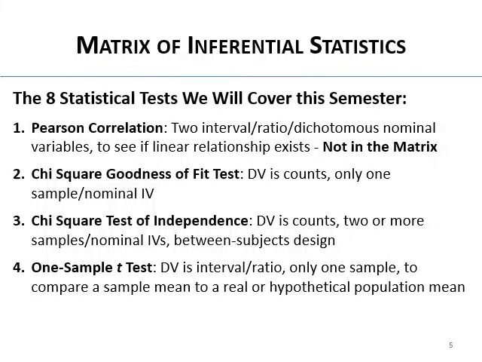Then we have the one we're doing this week, the one sample t-test. This is when you've got a DV that's interval or ratio, and only one sample. You want to compare that sample to some real or hypothetical population mean. So one sample only, but the DV is interval or ratio, you've got a one sample t.